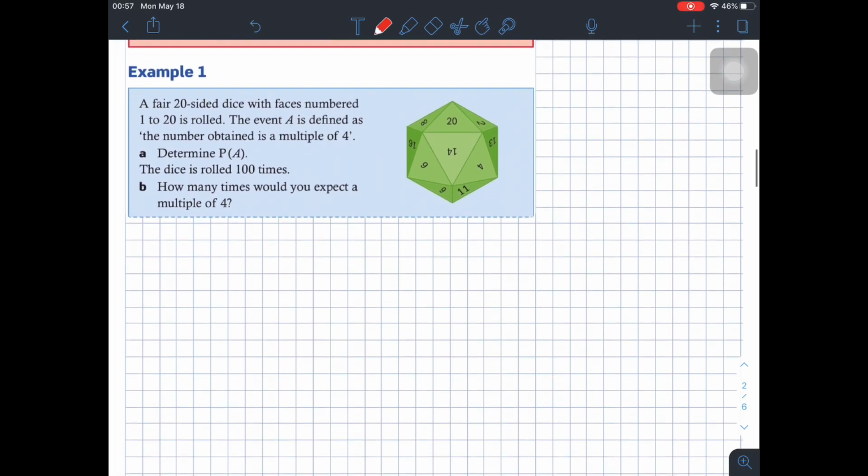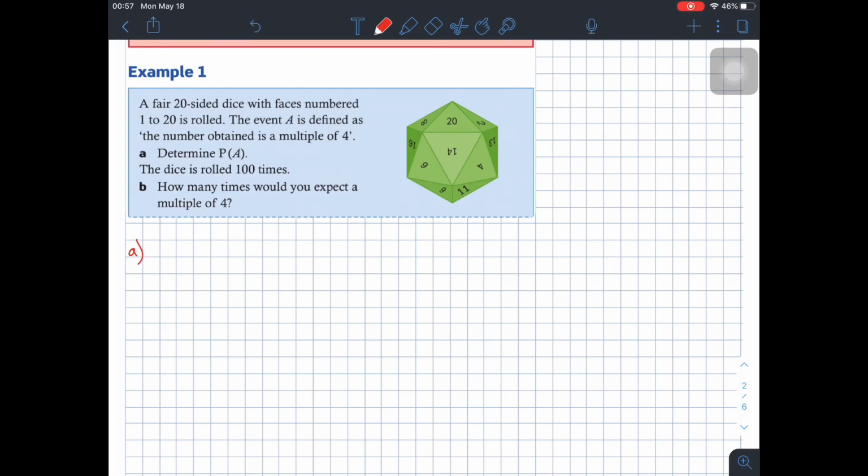Okay, so let's see this first example about theoretical probability. You see that this is very simple. It says, a fair 20-sided dice with faces numbered 1 to 20 is rolled. So it's a dice with 20 sides, okay? The event A is defined as the number obtained is a multiple of 4. So part A says, determine the probability of A, the probability of obtaining a multiple of 4, okay?